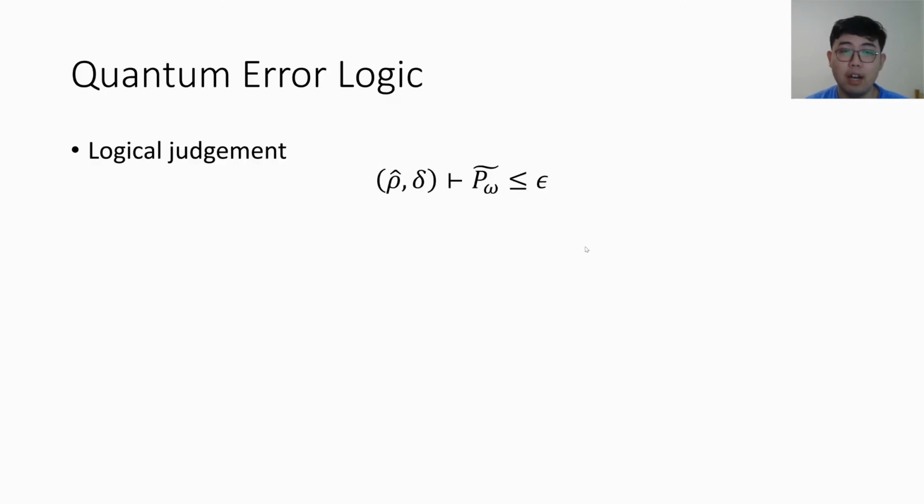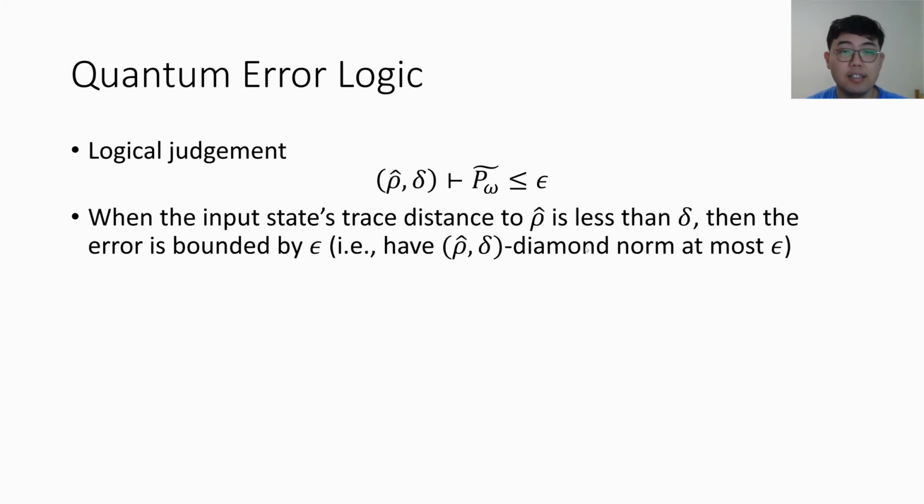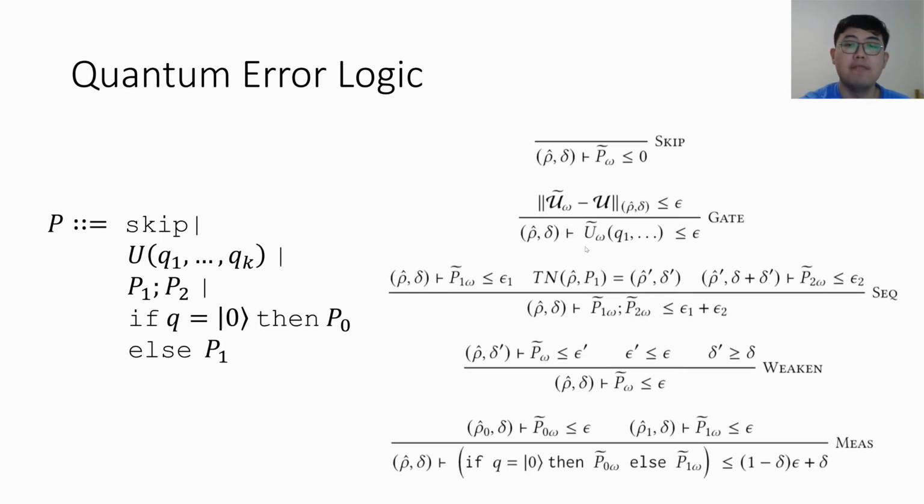The quantum error logic produces the following logical judgment, which states that when the input state's distance to rho is less than delta, then the error is bounded by epsilon, or equivalently have rho delta diamond norm at most epsilon. There are 5 rules in the logic: the skip rule, the gate rule, the sequence rule, the weakening rule, and the measurement rule. Most of them correspond to the syntax of quantum programs.